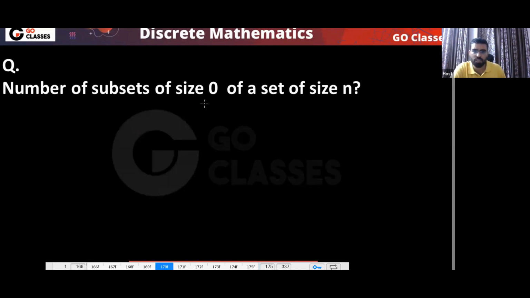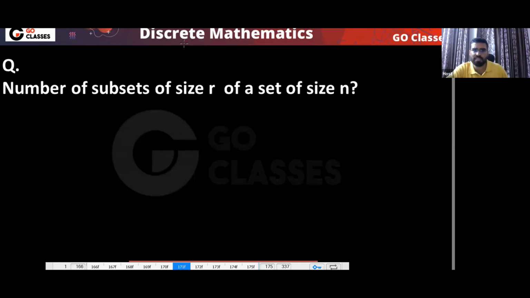Number of subsets of size 0, what is that? Only one. Which subset? Empty set, right? So number of subsets of size 0, only one subset we have, and that is your empty set.